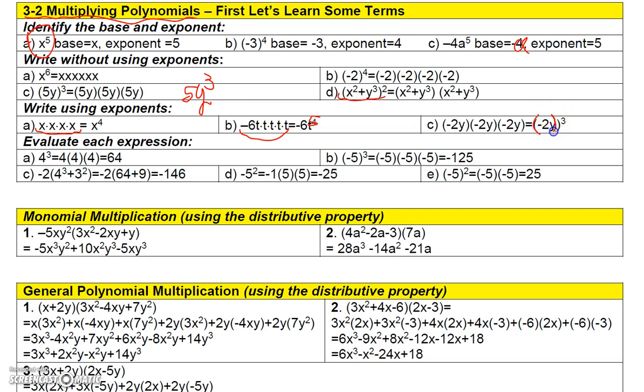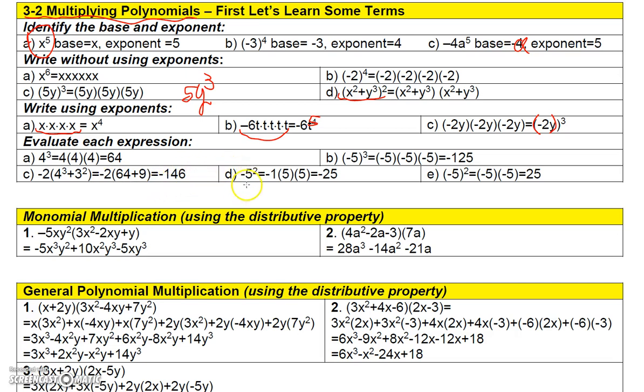All right, now let's take a look at the other one. Here I'm going to have a trinomial multiplied by a binomial. So I'm going to take the 3x squared and multiply it by the 2x, and then multiply it by the minus 3. So here I have 3x squared times 2x, and then 3x squared times minus 3. Then I'll move over to the 4x, and I'll do the same thing. So I'll have 4x times 2x plus 4x times minus 3. And then finally do the same thing with the negative 6. So I have negative 6 times 2x plus negative 6 times negative 3.